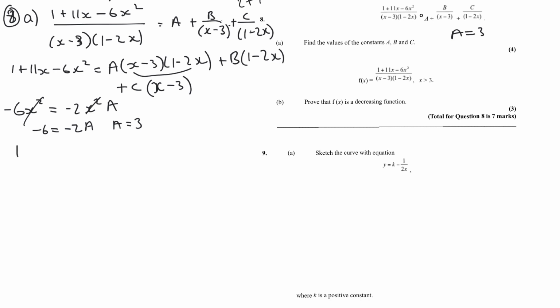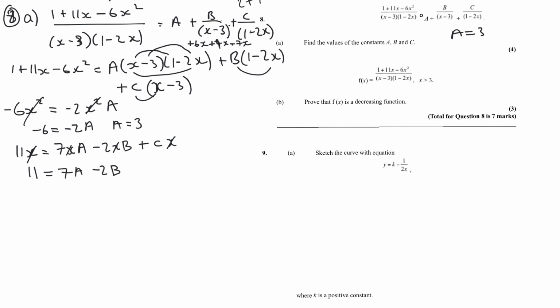So let's form the other equation. So for 11x, when minus 3 is times by minus 2x, you get plus 6x, and then x times 1, you get plus 1x, which gives us 7x. So that'll be 7xa. And then here we've got the minus 2xb, and then here you've got plus cx. So then we can cancel out all the x's. So that's going to leave us with 11 is equal to 7a minus 2b plus c.